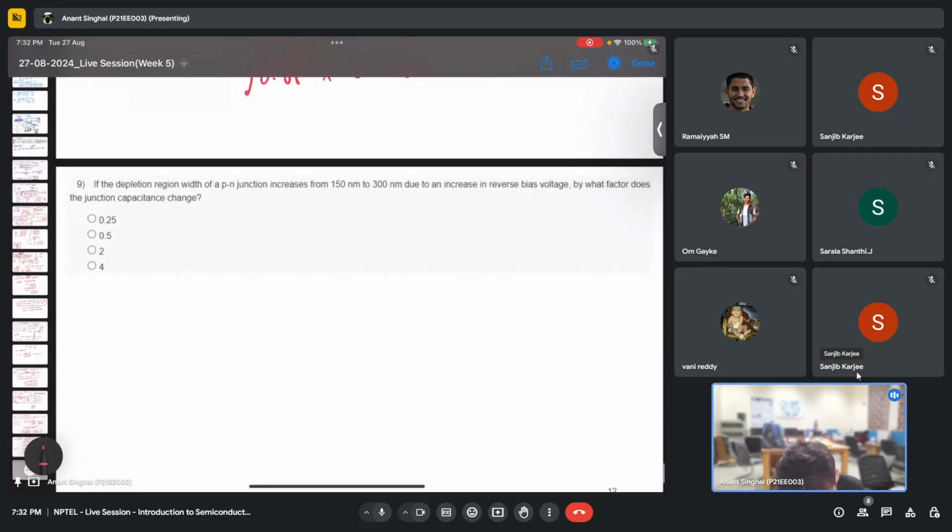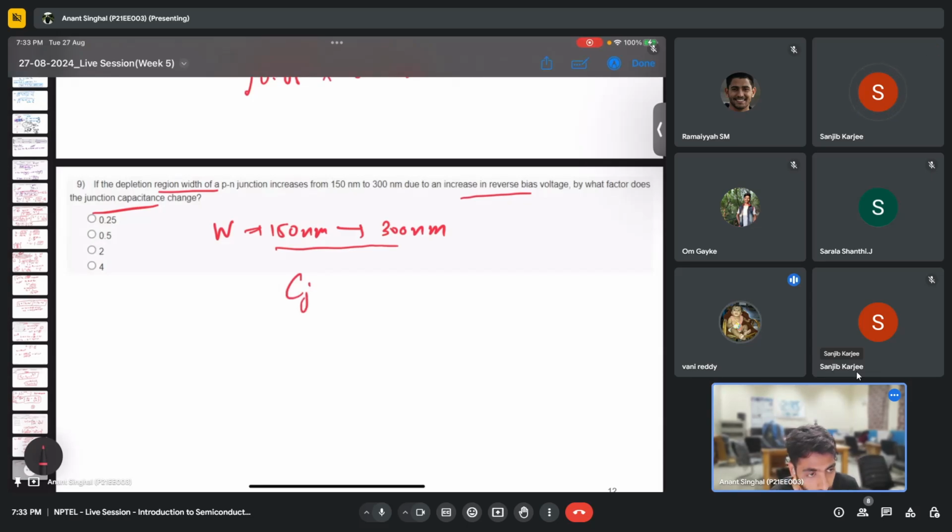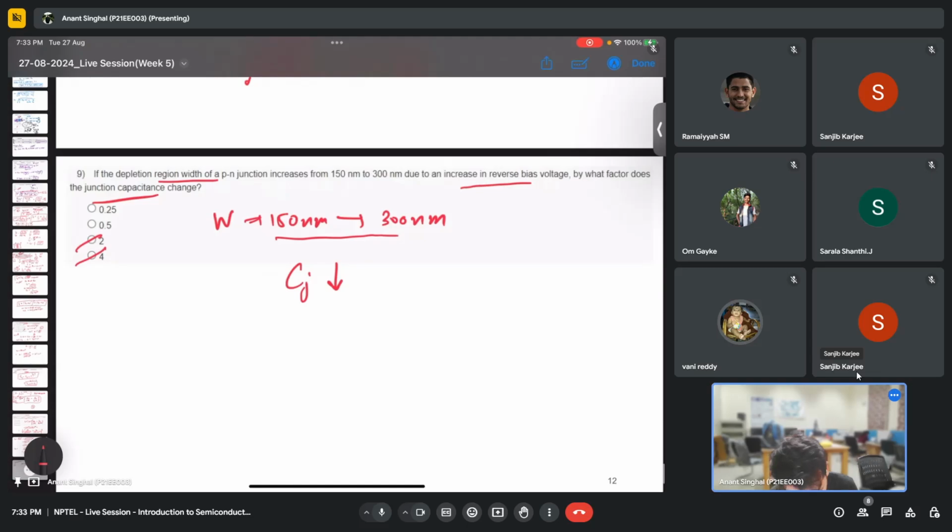Okay, so we have this. If the depletion region width W increases from 150 nanometer to 300 nanometer due to increase in reverse bias voltage, by what factor does the junction capacitance change? First of all, if W increases from 150 to 300, will the junction capacitance increase or decrease? It will decrease because we have a higher W. So the answer cannot be C and D because they have a higher value.